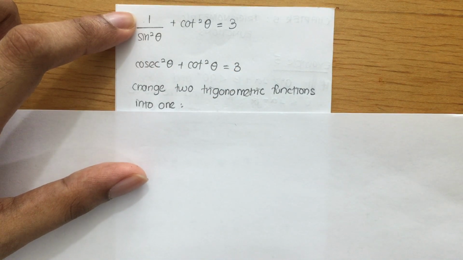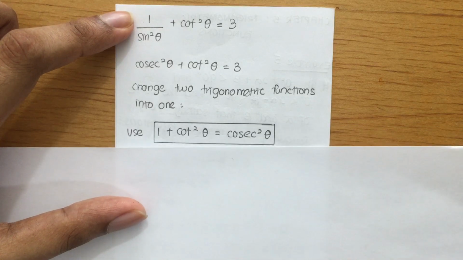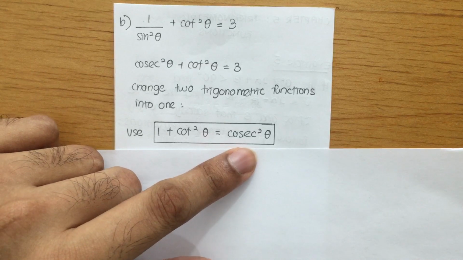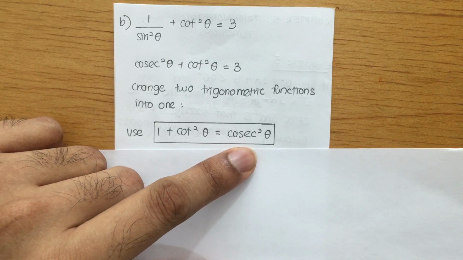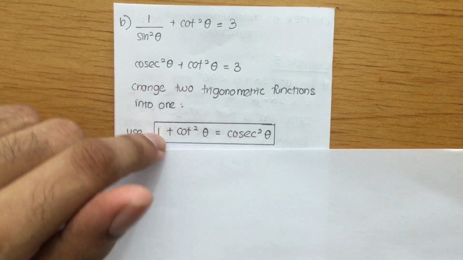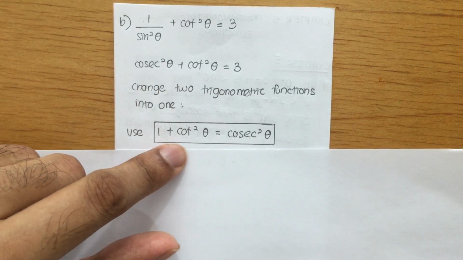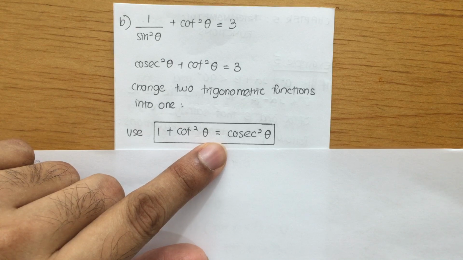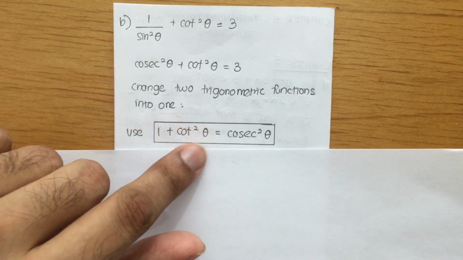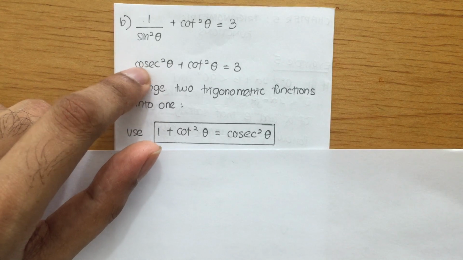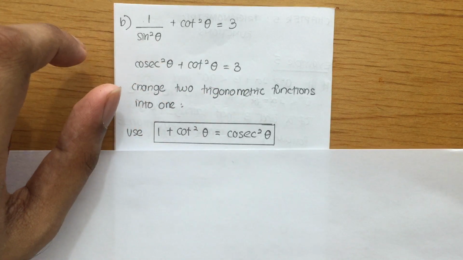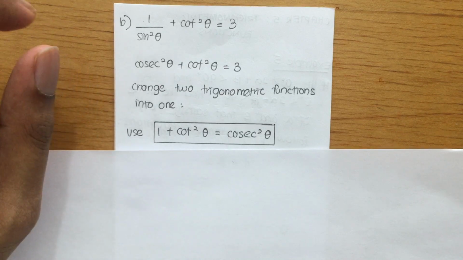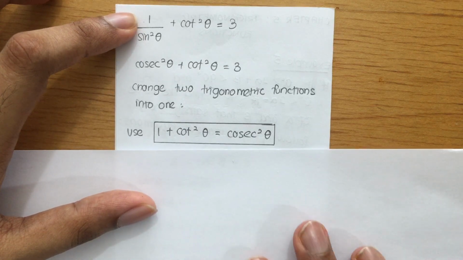So how are we going to do that? We're going to use this formula: 1 plus cotangent square theta equals cosecant square theta. Remember, there are three trigonometric identity formulas, and this is one of them. We're going to substitute this 1 plus cotangent square theta into here, so we change all our trigonometric functions into one, which is cotangent theta. Okay, proceed to the next step.